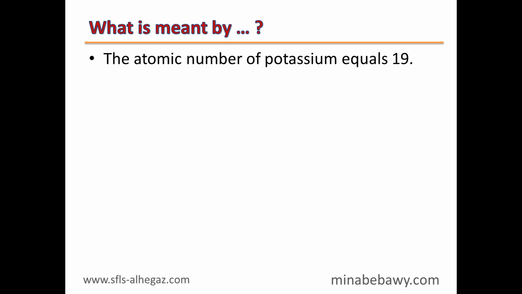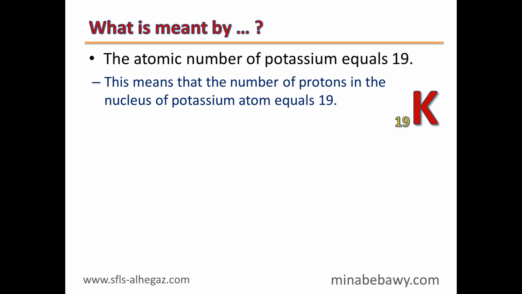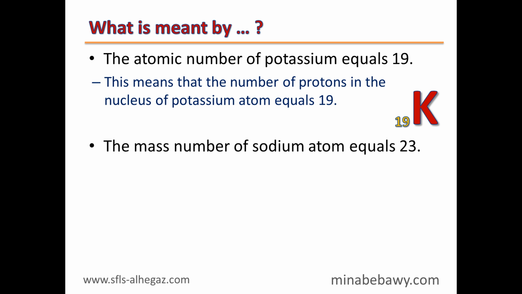What's meant by the atomic number of potassium equals 19? We have to write only the definition of atomic number. This means that the number of protons in the nucleus of the potassium atom equals 19.